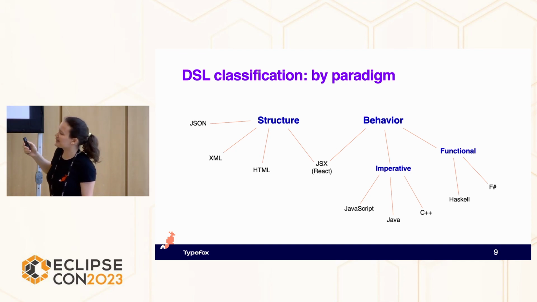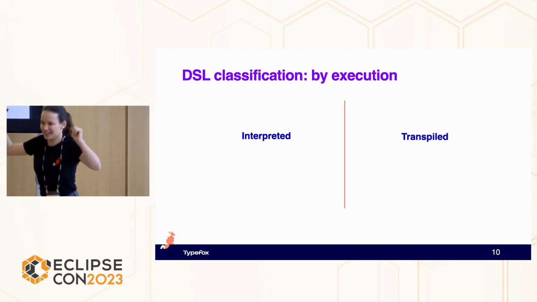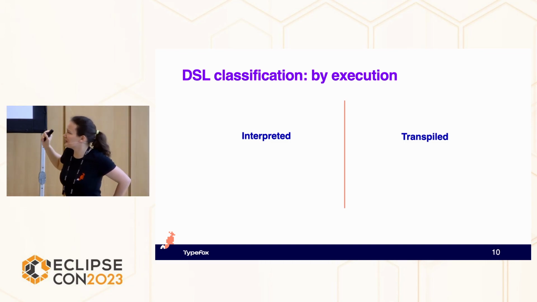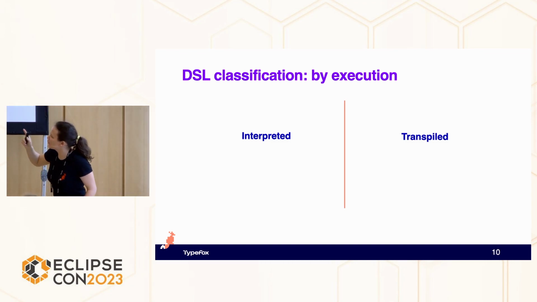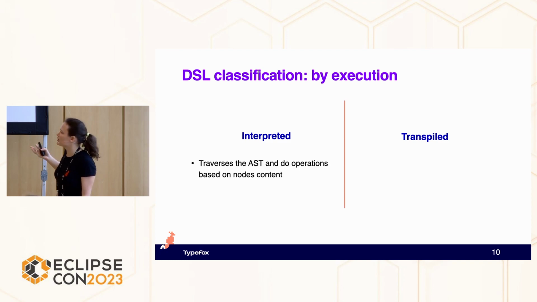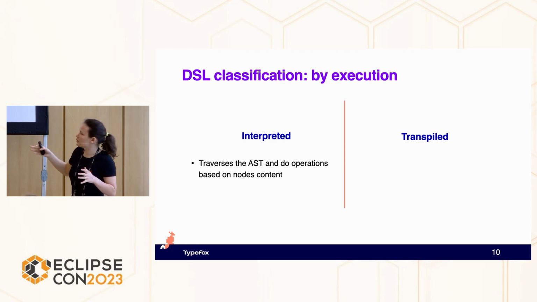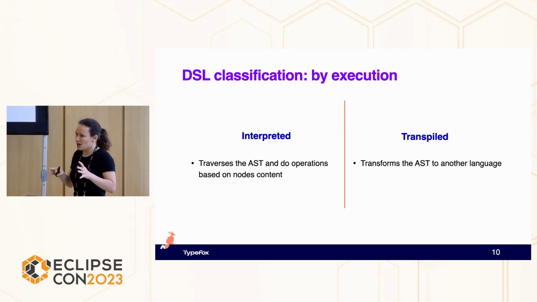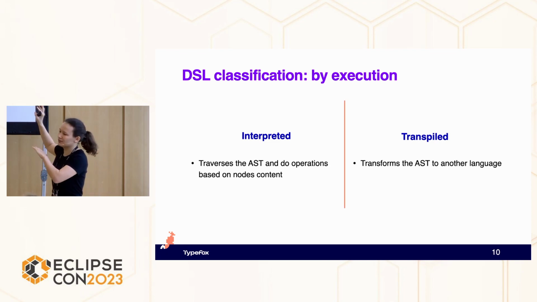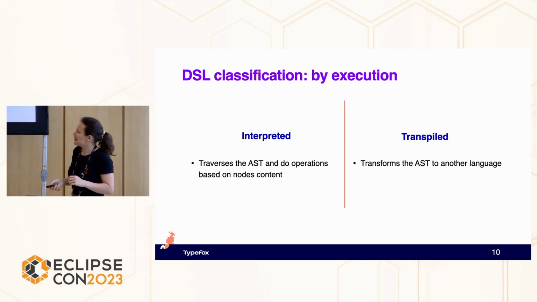The next classification is by execution. It can be interpreted, or code generated, that is, transpiled. In the case of interpretation, we traverse our AST and perform operations based on the nodes' content. In this case, the semantics of your language are implemented right here. In the case of transpilation, we transform the AST to another language, and in this case, the semantics of your language are outsourced to this other language.